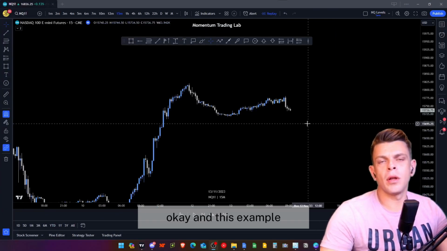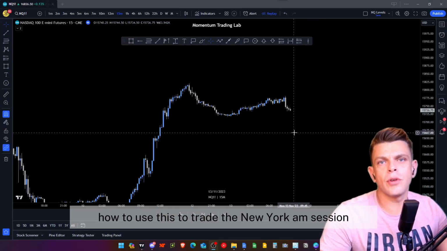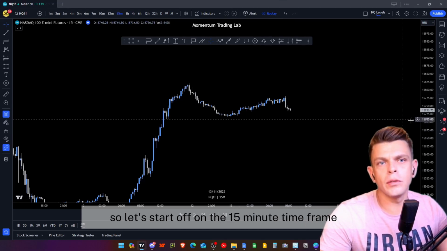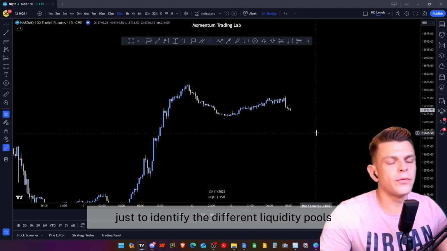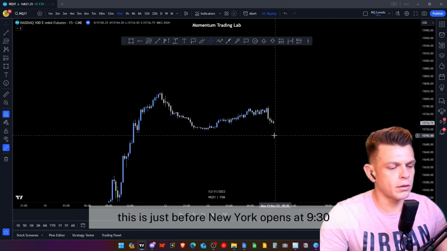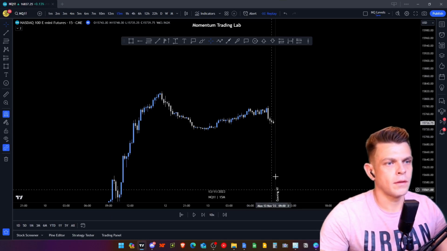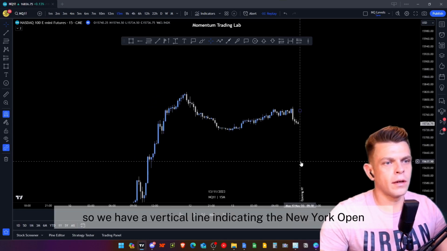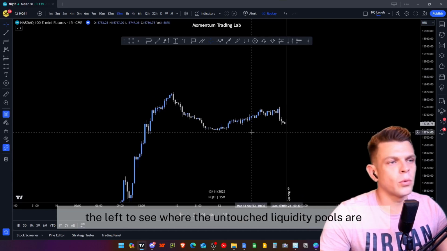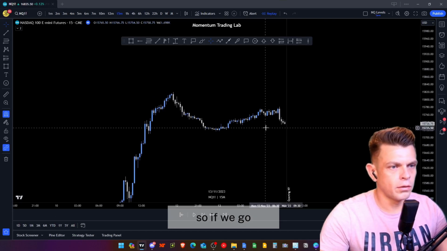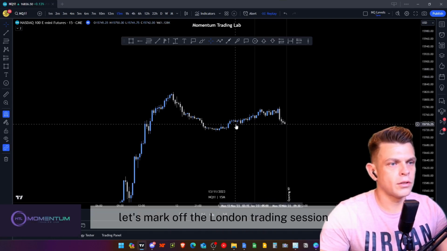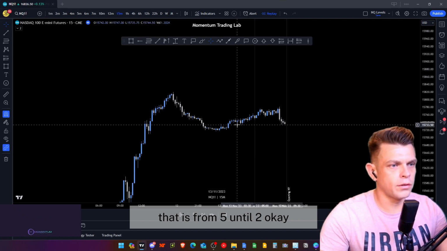Okay, in this example, I'm going to show you how to use this to trade the New York AM session. So let's start off on the 15-minute time frame just to identify the different liquidity pools. This is just before New York opens at 9:30. So let's put a line there. Okay, so we have a vertical line indicating the New York open. Now let's look to the left to see where the untouched liquidity pools are. The first one, let's mark off the London trading session. That is from 5 until 2.